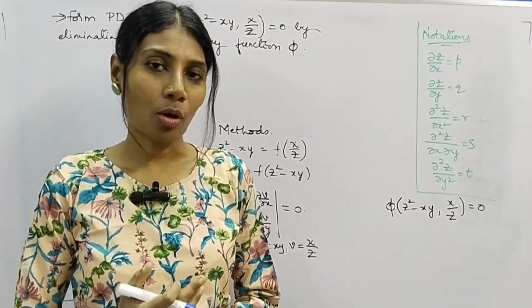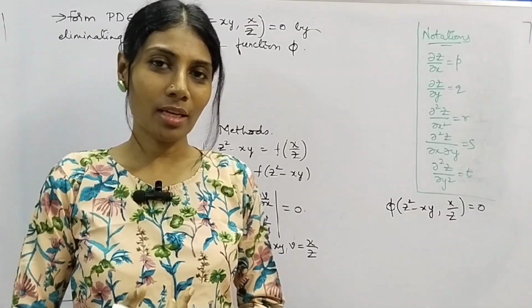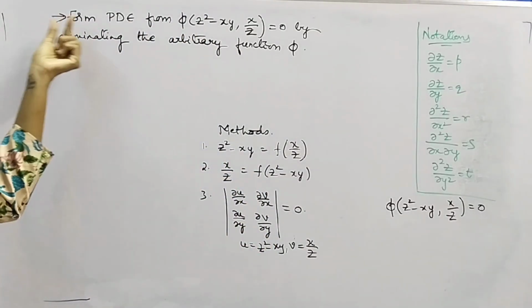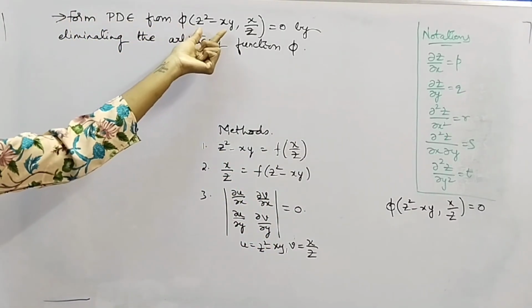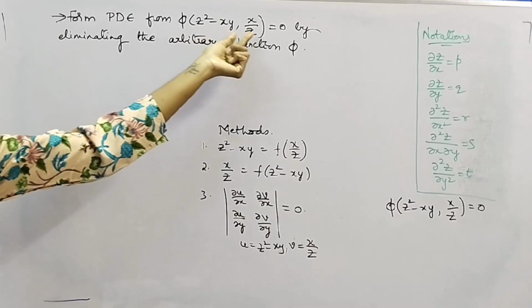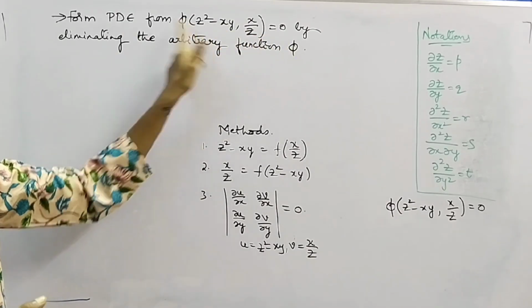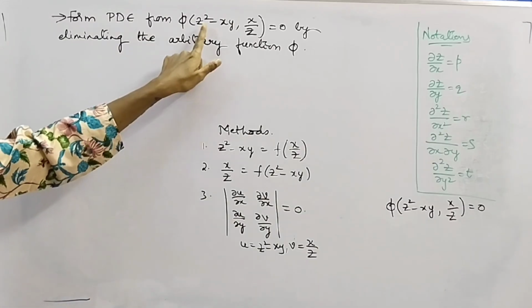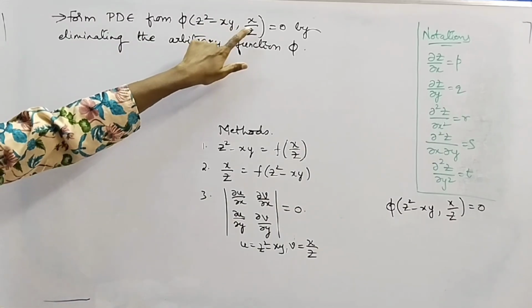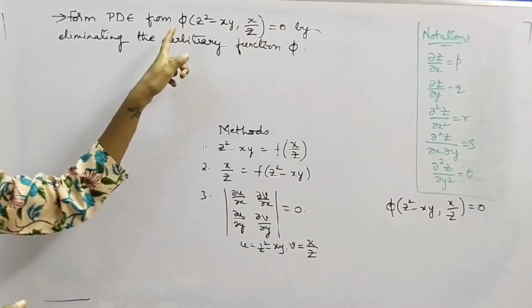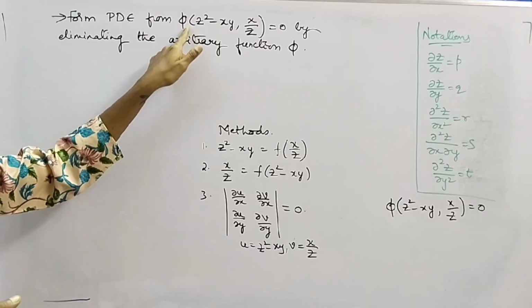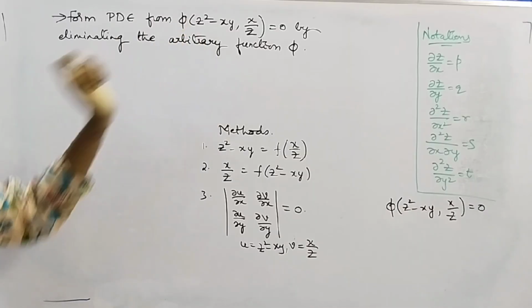In this video, we're going to see a problem from partial differential equations. So let's get going. Problem: form a partial differential equation from phi of z square minus xy comma x by z equal to 0, by eliminating the arbitrary function phi. So we are given a relation phi of z square minus xy, x by z equal to 0, and we are asked to form a partial differential equation by eliminating this phi.